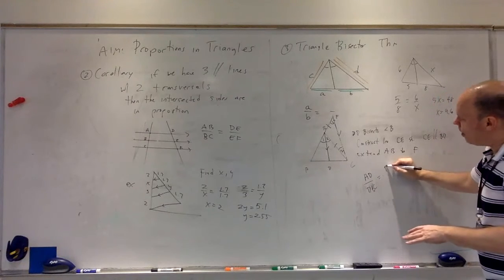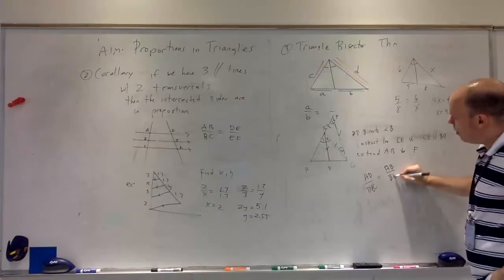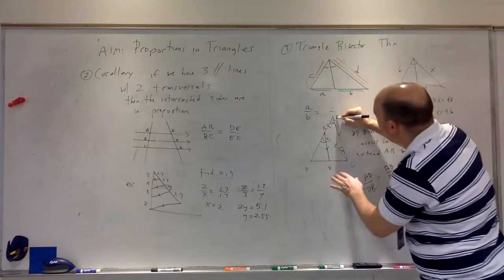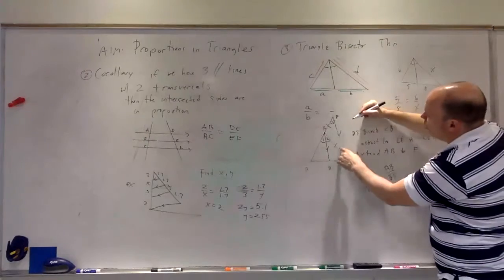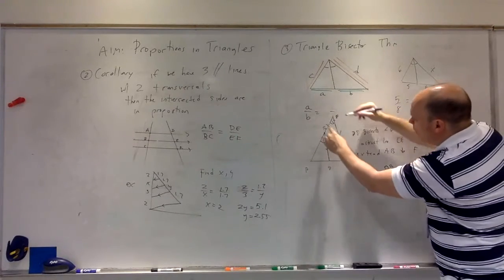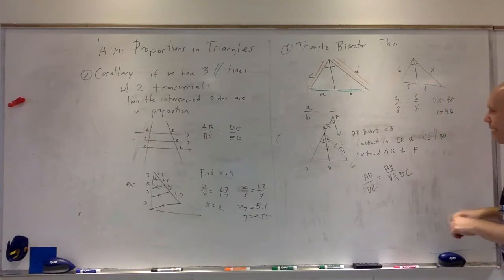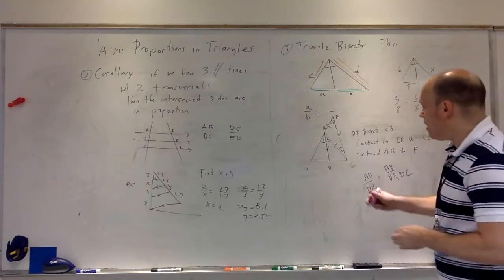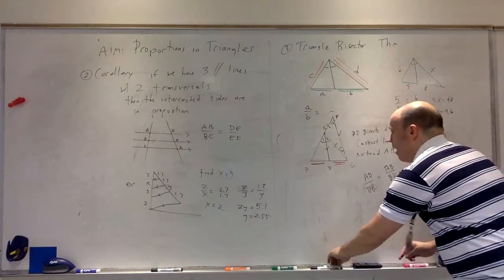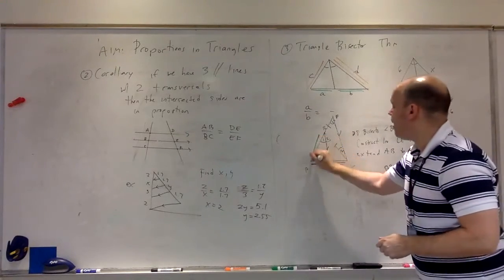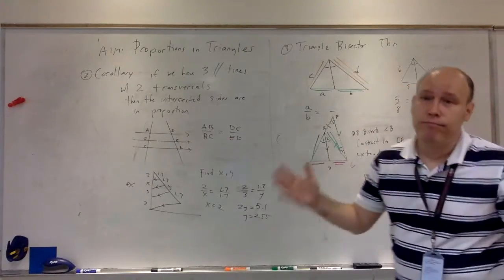Now, first of all, from the side splitter theorem, we can say that AD over DC is equal to AB over BF. But here's the cool thing. Because these angles are congruent, this triangle is isosceles, and therefore BF is equal to BC. And we get our interesting theorem that AD to DC is proportional to AB to BC. Cool. And that's basically it.